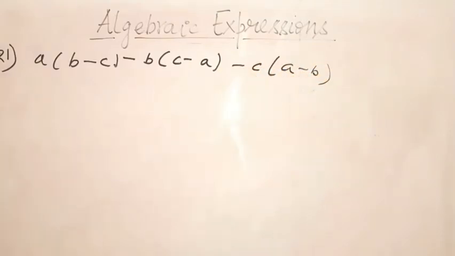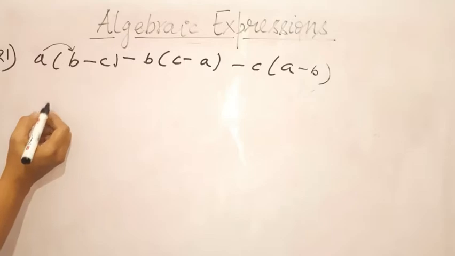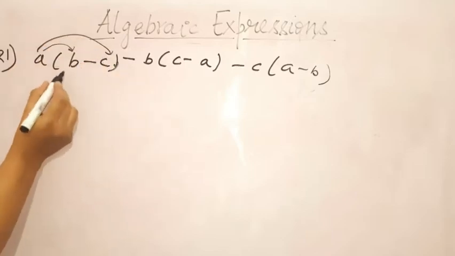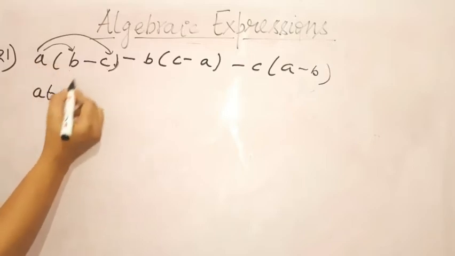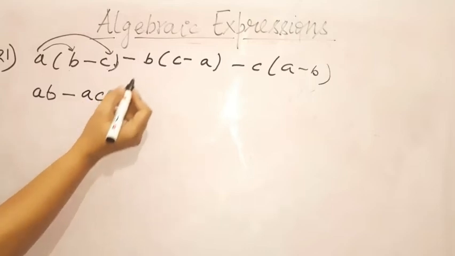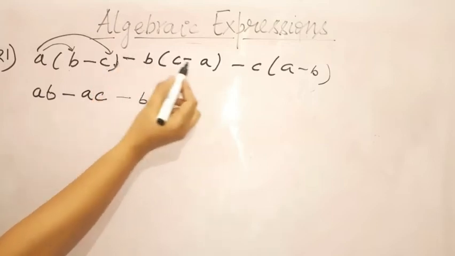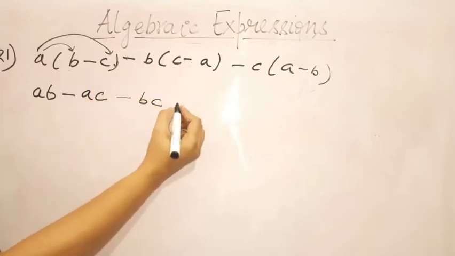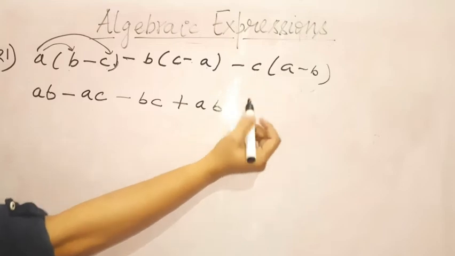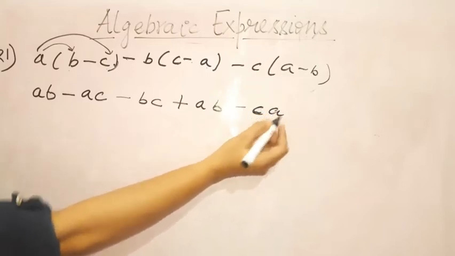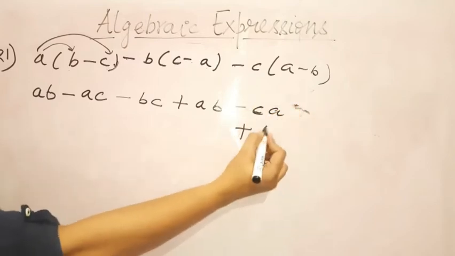Now as per the rules of multiplication of a monomial by a binomial, this a will be multiplied by both the terms given in the bracket. So a will be multiplied by b and a will be multiplied by c. Here it will be ab, now plus minus minus, so ab minus ac. Coming to this one, minus b multiplied by c will be minus bc, minus b multiplied by minus a, minus minus will become plus, so plus ab. Now minus c multiplied by a will be minus ca. Now minus minus plus, at the end it will be plus bc.